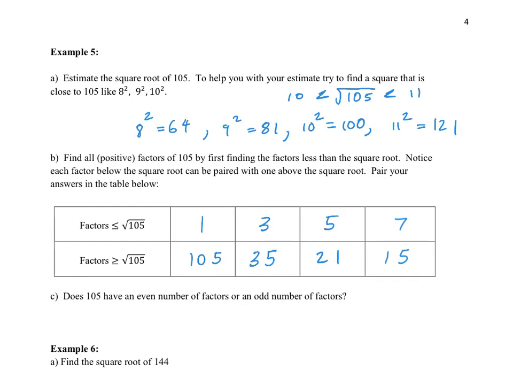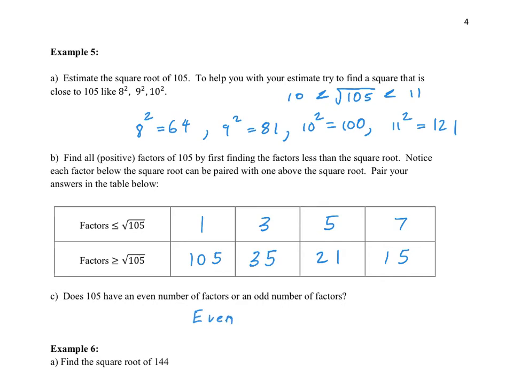Okay, so notice in this problem, we just sort of ignore the negative factors. You could put a minus sign in front of all of these numbers and have negative factors. So that's why the question just specifically says positive factors, so we don't have to duplicate that work. Then part C finally just asks us, does 105 have an even number of factors or an odd number of factors? Well, there's 8 in total, so that is an even number.